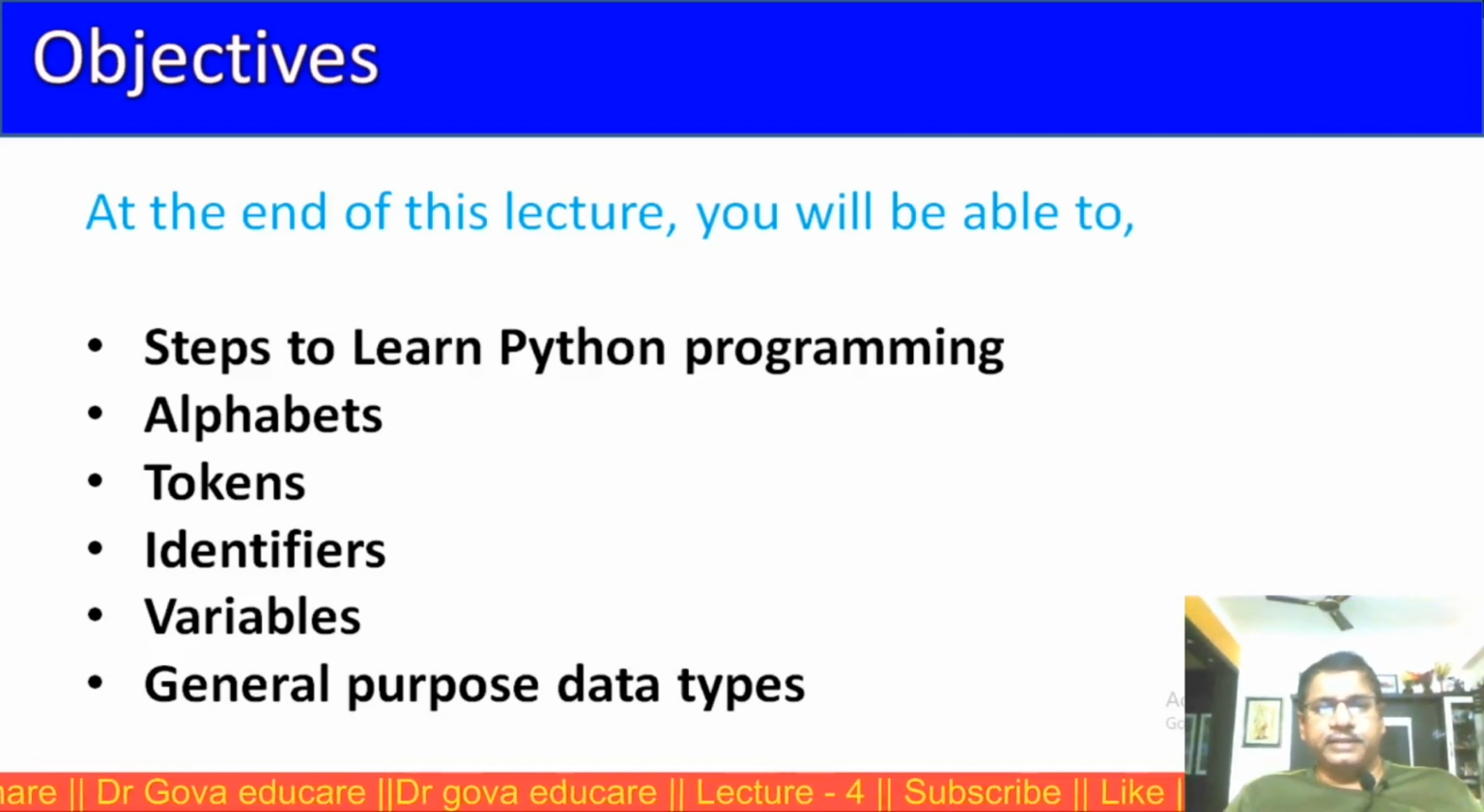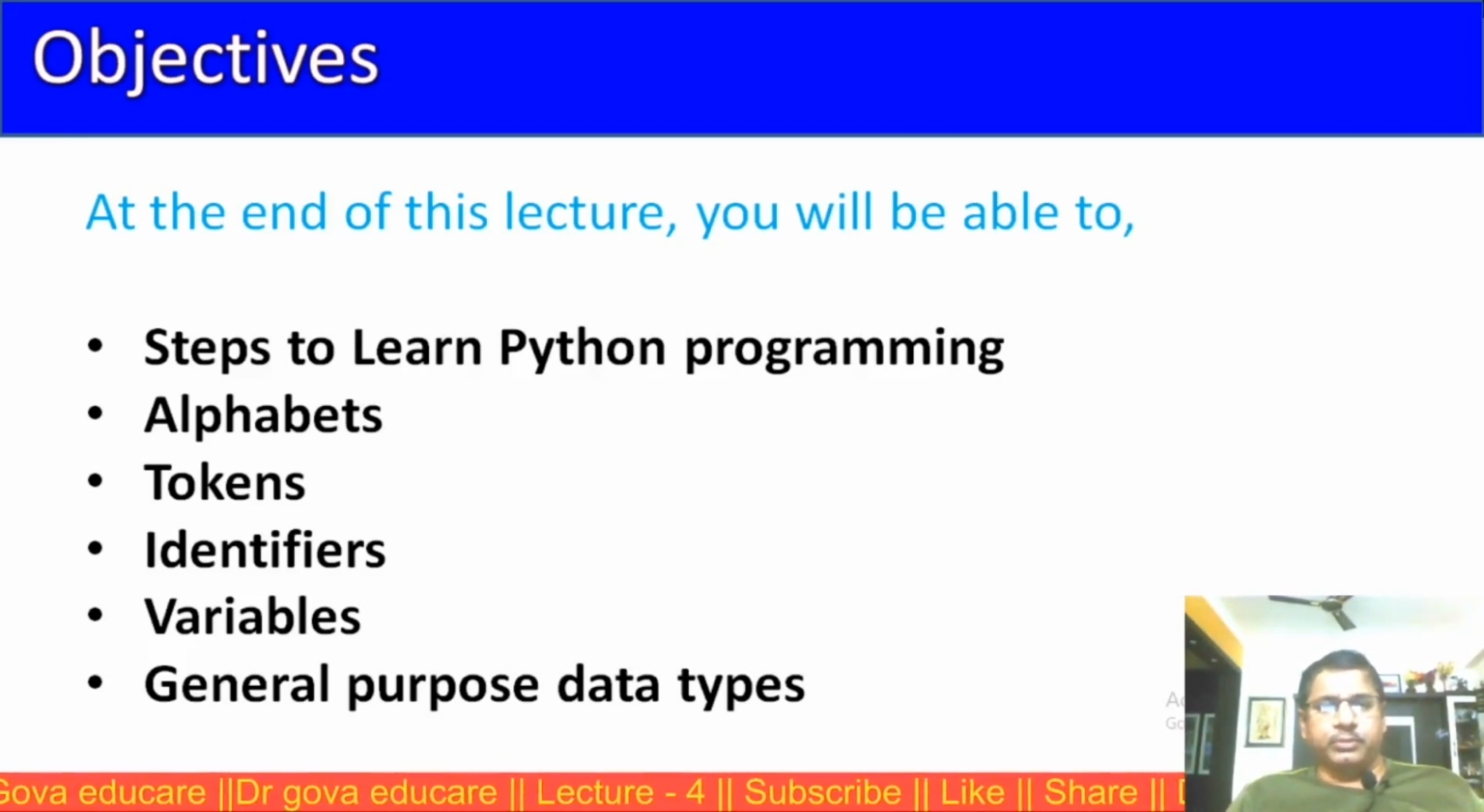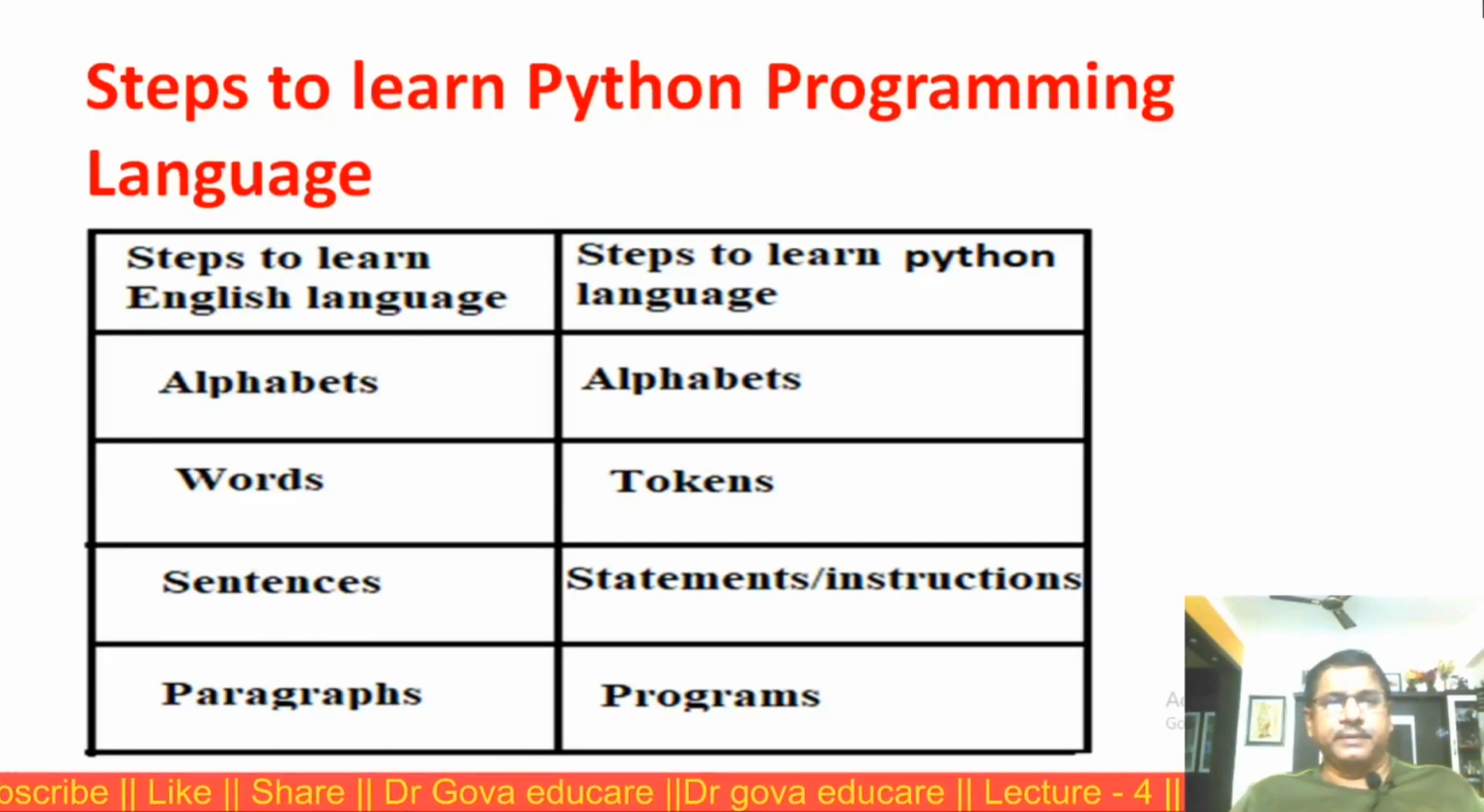At the end of this lecture, you will be able to learn the steps to learn Python programming: alphabets, tokens, identifiers, variables, and general purpose data types. Now, steps to learn Python programming language.